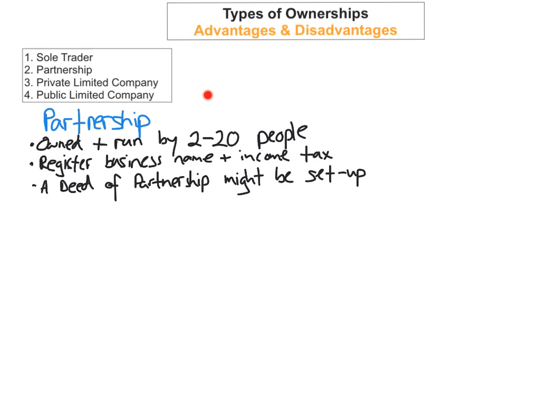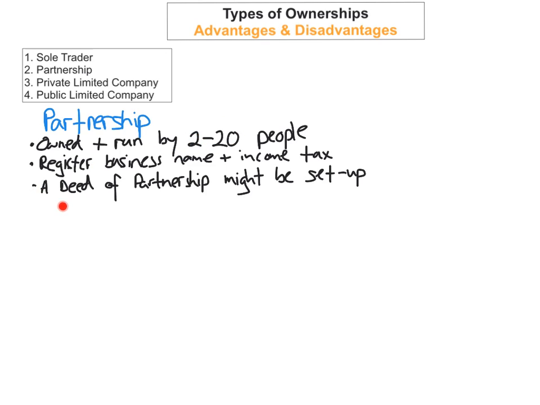The next one we're going to look at is the second one, a partnership. Okay, and a partnership is similar to a sole trader because it's easy to set up. All you've got to do is register the business name and register for income tax with the Revenue, just like a sole trader. The only difference is it's not run and owned by one person like the sole trader. It's owned and run by at least two people, and the maximum number of people that you can have is 20.